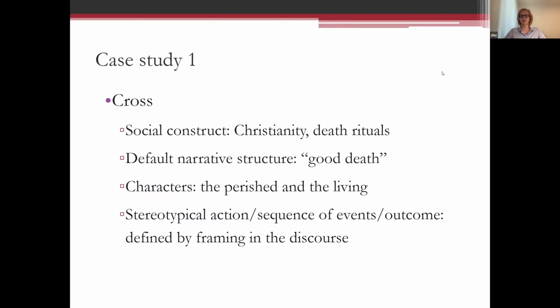Thus, the stereotypical action or outcome is defined by the framing in the mass media discourse, where the articles give agency to the dead and the audience or the spectators are required to participate in donations, help or support of Ukraine. Next slide, please.